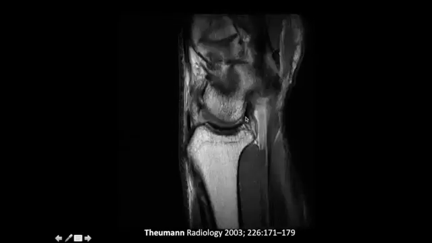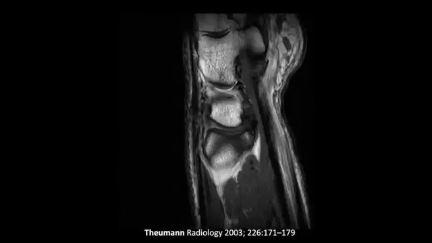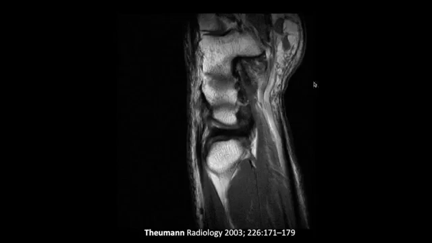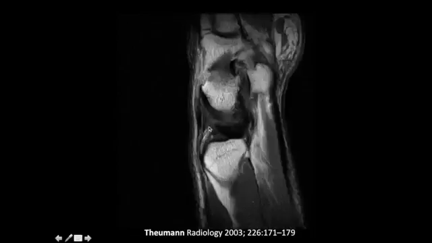And then finally, along the far medial margin, we'll see the volar ulnotriquetral ligament and the dorsal ulnotriquetral ligaments here.